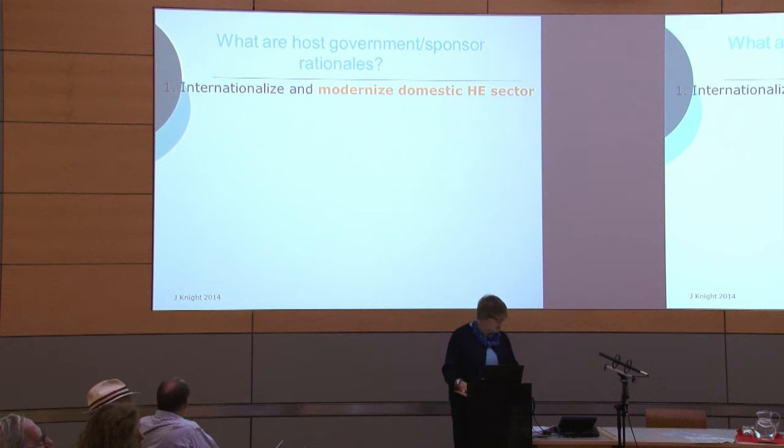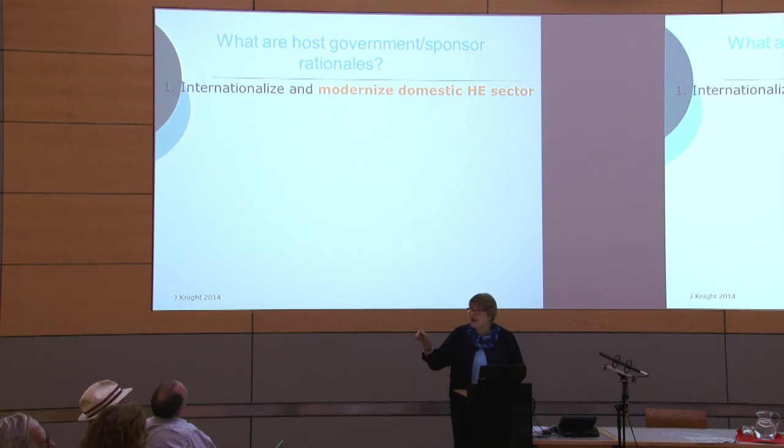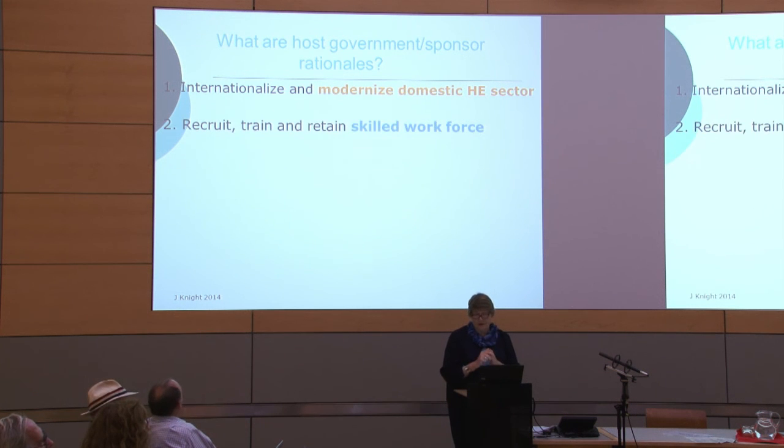First of all, the number one rationale is to internationalize and modernize the domestic higher education sector. They want to improve their own universities. They want to increase access for students to universities. And so there is an academic driver, not for all 6 of them, but a very strong one. The second one is to recruit, train, and retain, focusing on the whole issues of brain drain and retaining a skilled workforce.